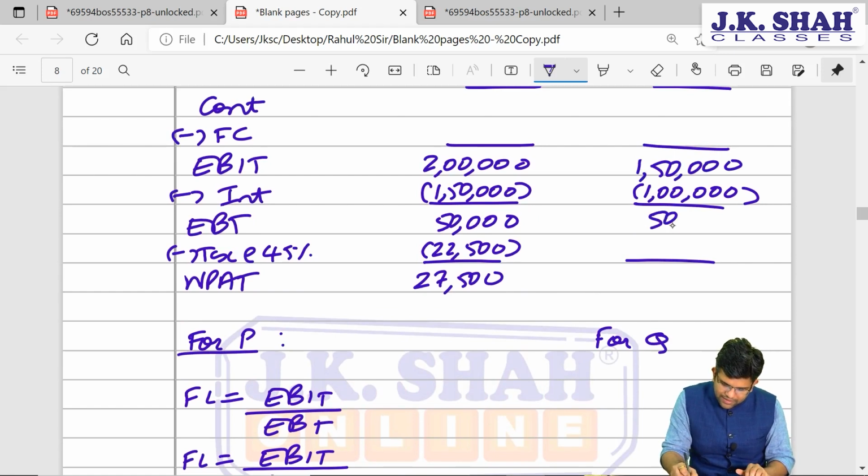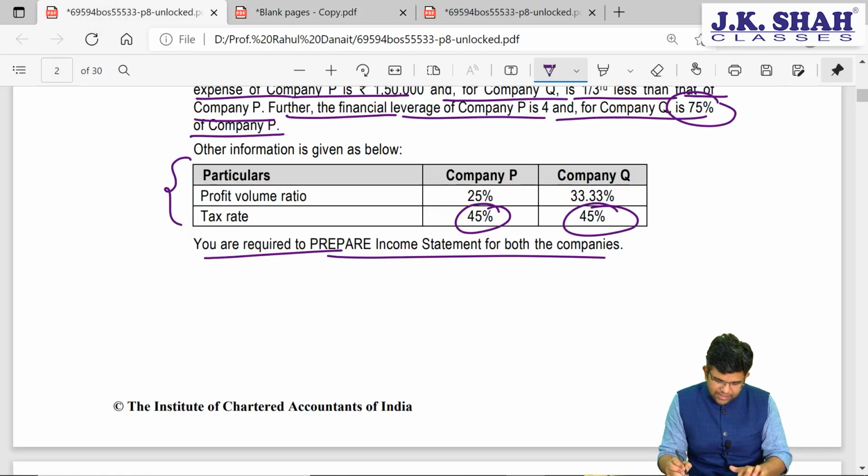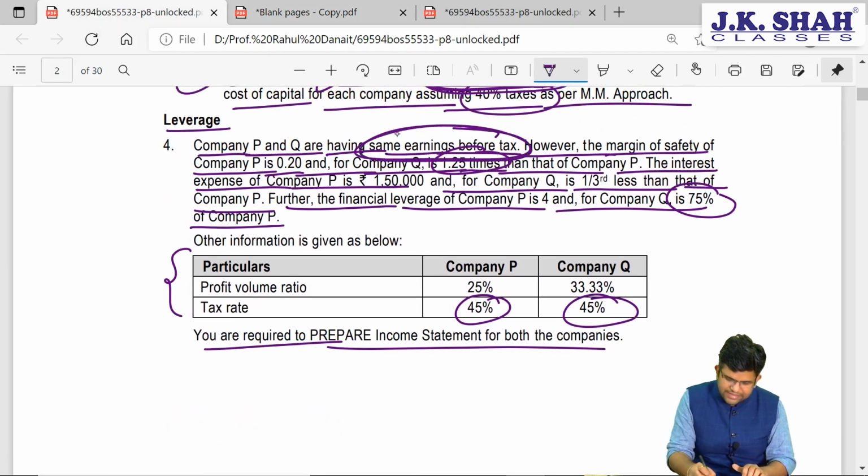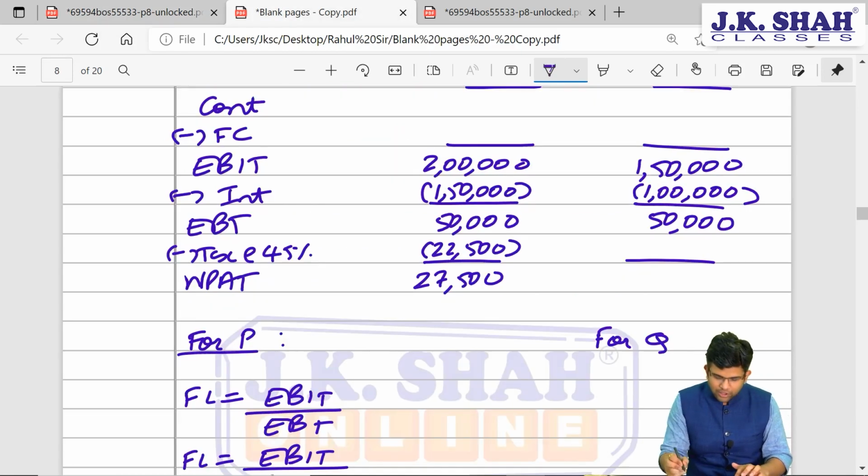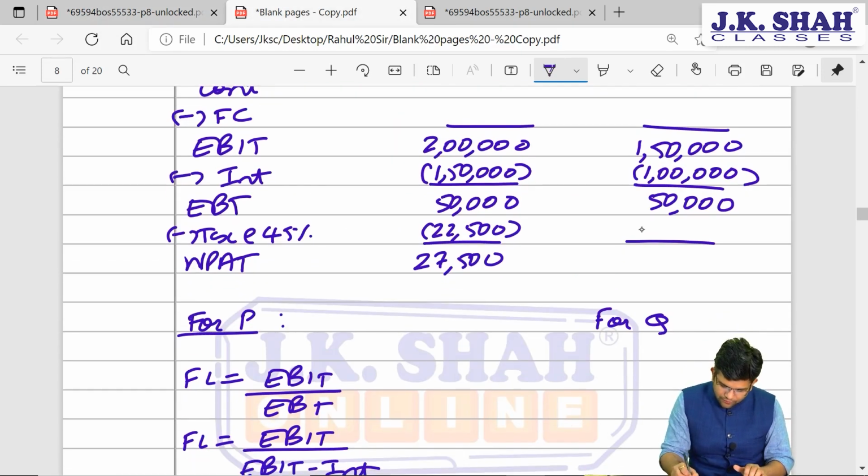You get the EBT as 50,000. In fact, they told in the question at the start only that both companies have the same EBT. You could have taken this data also and solved it. So children, 50,000 into 45% of course is 22,500, and this is 27,500.